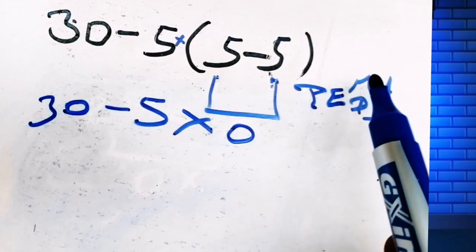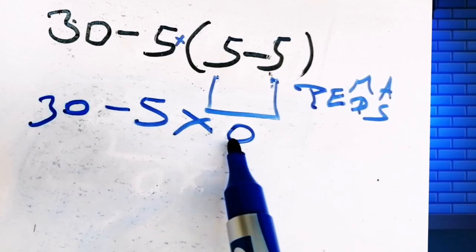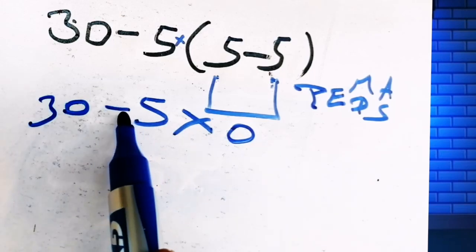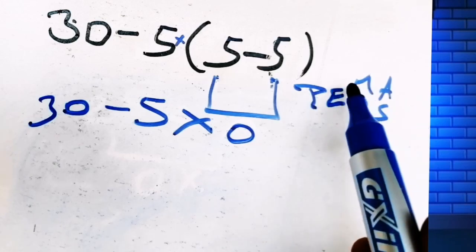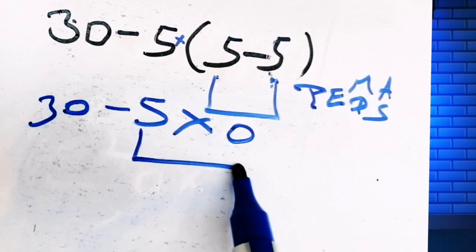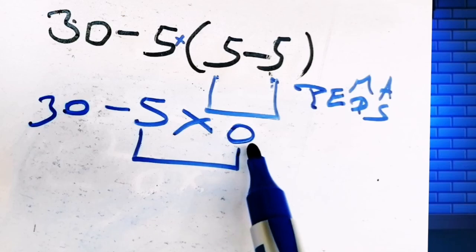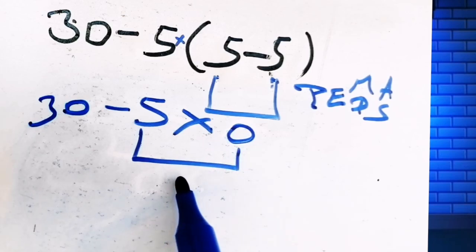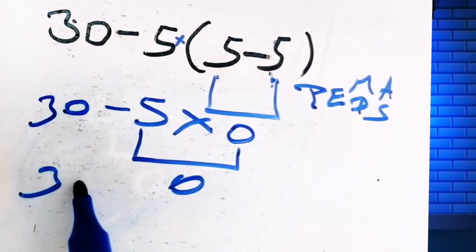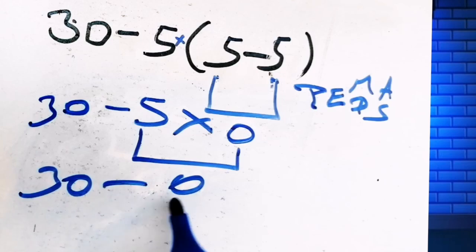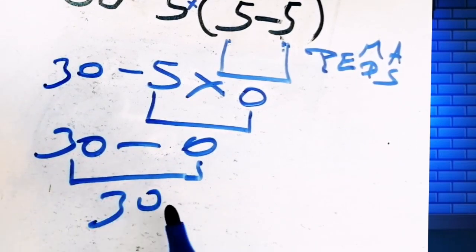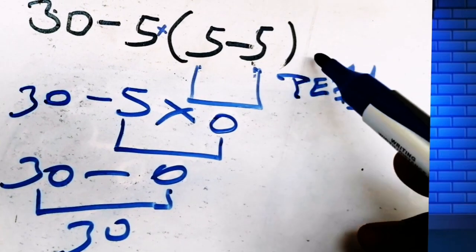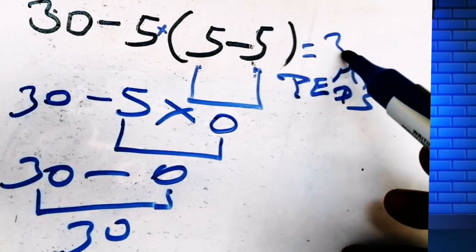Then according to PEMDAS, this multiplication has higher priority than this subtraction, because multiplication comes before subtraction according to PEMDAS, okay? Therefore, we have to multiply this number, 5 times 0, which equals 0. Then 13 minus 0 just equals 13. This is the correct answer of this problem, okay? Therefore, the correct answer of this problem is 13.